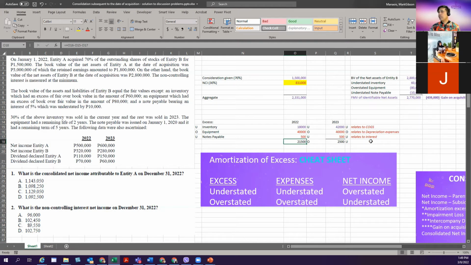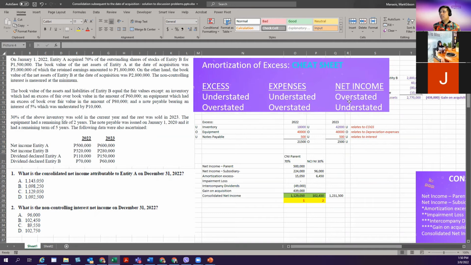Sa 2023 naman, meron kang understatement na 42,000 less 40,000 plus 500. So meron kang total 2,500 understatement. Mamaya pag-usapan natin ano yung impact nito sa net income. Lagay ko muna ito dito.